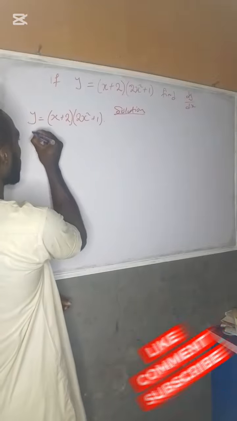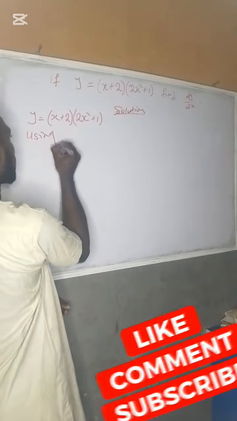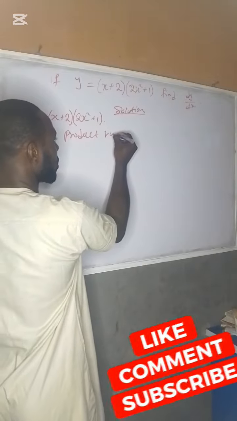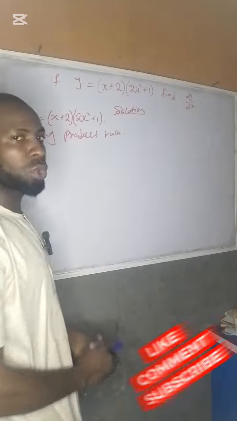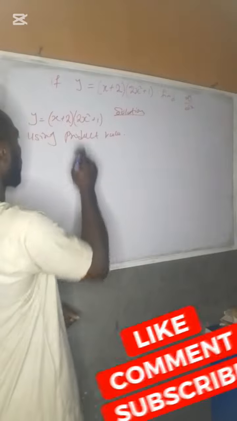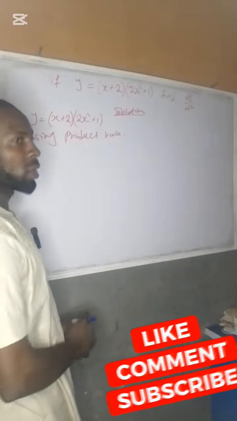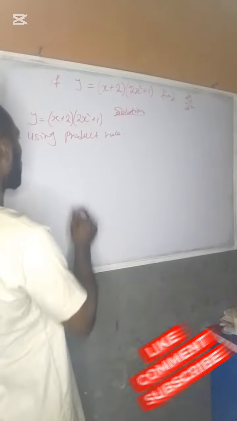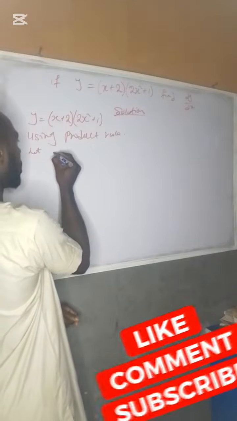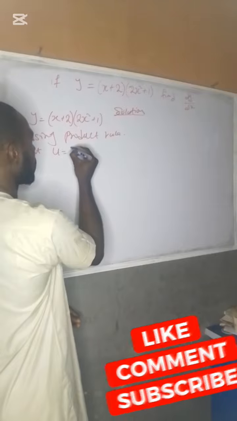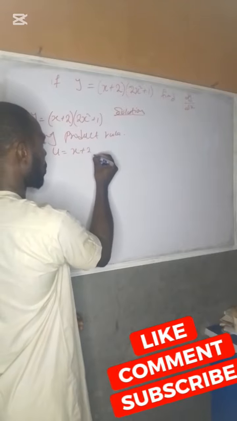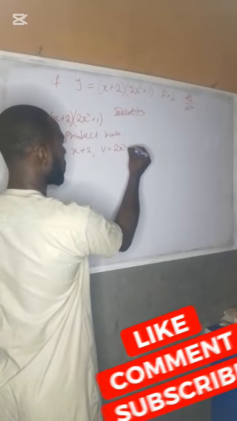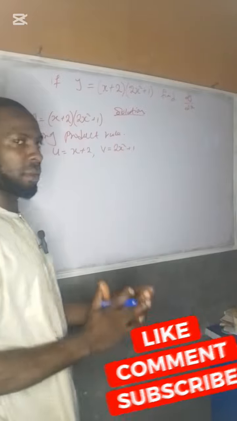So, using the product rule. What is the product rule? The product rule states that the first function, let's name it u, and the second function, v. Then you select u is equal to x + 2, and v is equal to 2x² + 1. That's the first step.